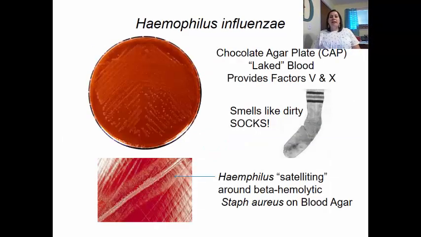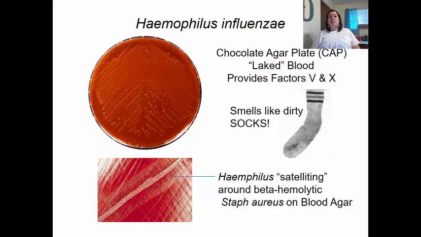When we're also looking at this group, Haemophilus influenzae, they do prefer the chocolate agar plates, the laked blood, and the reason they like this is it does provide the two factors that they prefer. Okay, they're not going to do the hemolysis in the sense of breaking the red blood cells apart, but if they're already broken apart in the chocolate agar, they gain access to what they need. However, these plates do smell like dirty socks. Okay, when they're growing on it, it does smell like dirty socks.